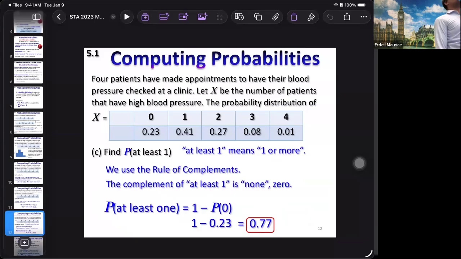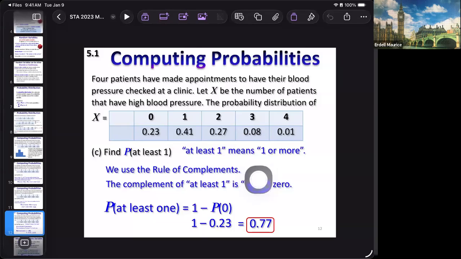We showed you 2 ways of working out the at least one probability. The first way is to simply add them up. 0.41 plus 0.27 plus 0.08 plus 0.01. That at least one means one or more. So if you just add all of these up, this gives the answer. Or you can just subtract out what was missing. The whole thing is 1, correct? So if I subtract out the 0, what will be left is all of these things added together.